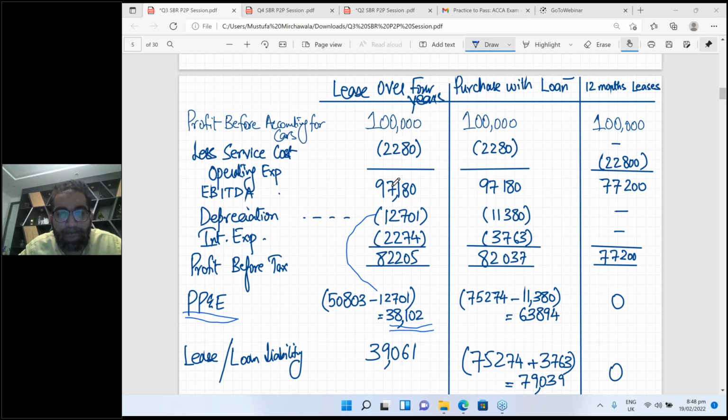100,000 less 2280 is 97120, I think. Okay. This number is wrong, I think. This number is a little wrong. It will then be 97,120. Okay, this will be my mistake, but I don't have a pen right now. 100,000 less 2280. Wait, let me check it for you.